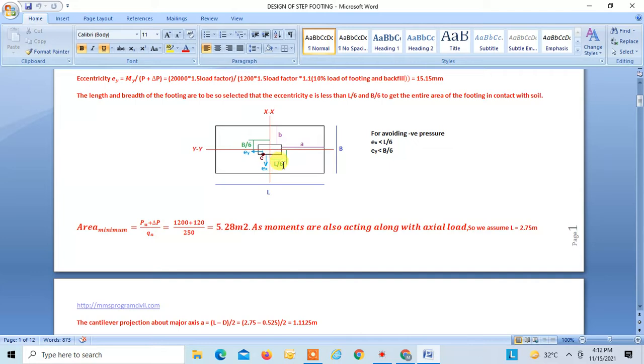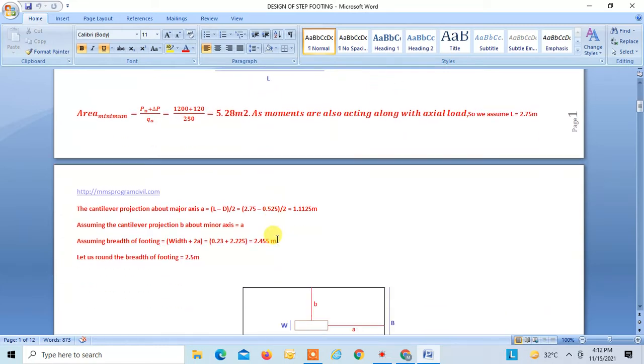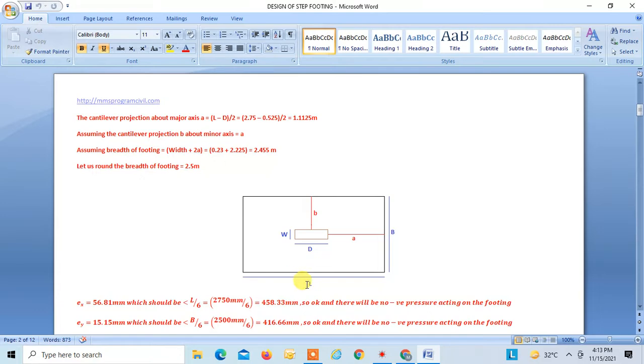Now we are assuming that B is equal to A, so we can find the effective width easily. B plus width of the column: this is 1.1125 meters, this is 1.1125 meters, this is 0.23. This is how we get the width equal to 2.455 meters. We will round this up and take breadth equal to 2.5 meters. So now we have L equal to 2.75 meters, B equal to 2.5 meters, and A equal to 1.1125 meters in both directions.